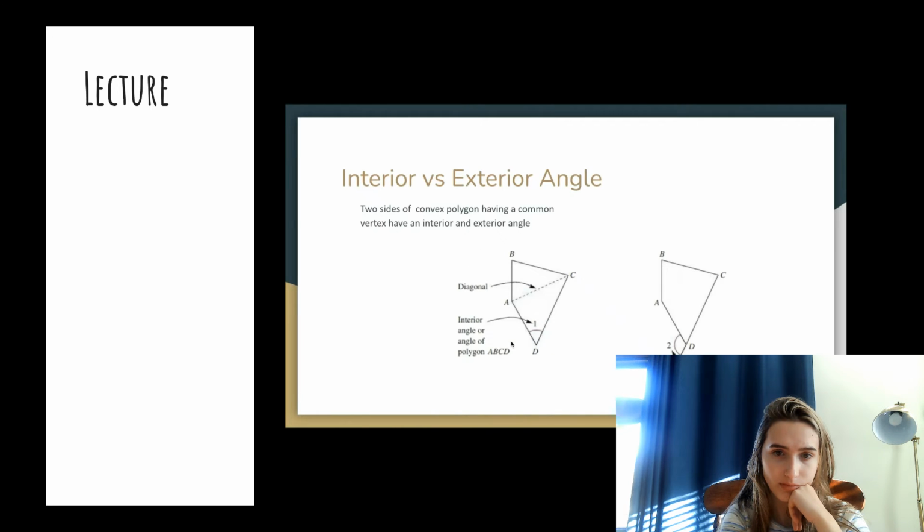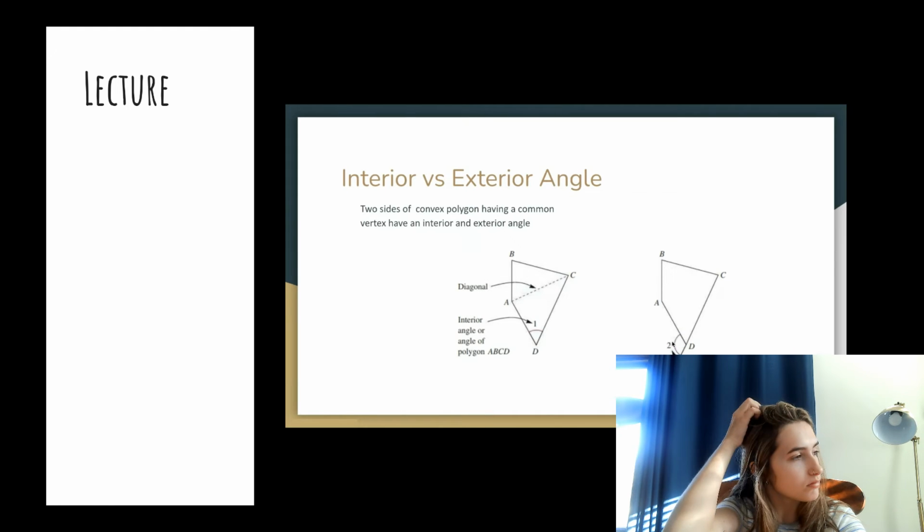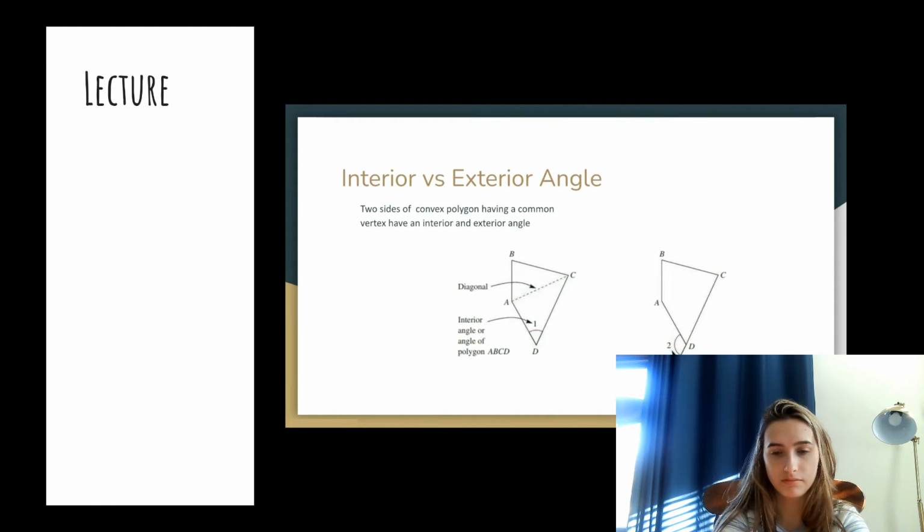So what is an interior versus an exterior angle? Well, 2 sides of a convex polygon having a common vertex have an interior and an exterior angle. Here you can see the interior angle right here in this polygon, which is D. And here you can see this exterior angle of the polygon right here.